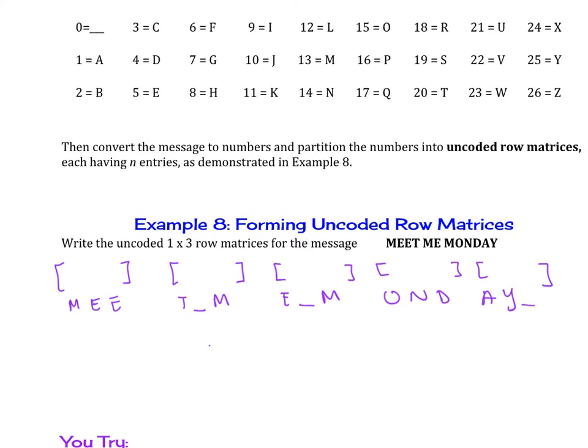Then you look up at the top, and M is 13, E is 5, T is 20, and for the space you put 0. M is 13, E is again 5, 0, M is 13, then O is 15, N is 14, D is 4, A is 1, Y is 25, and then the space is 0. So here's the uncoded 1x3 row matrices for the message, meet me Monday.